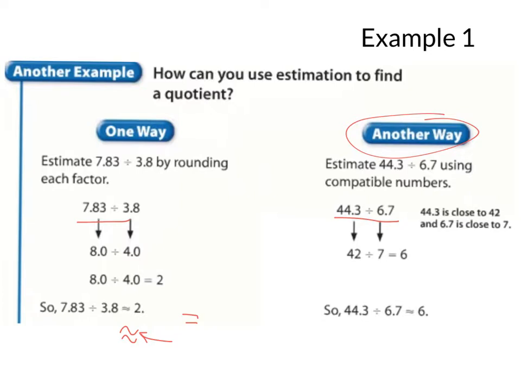I see that 6.7 is about 7. I'm going to round that up to 7 as a whole number. Now I'm thinking, how did they get 42?